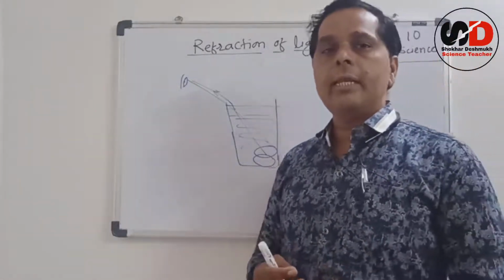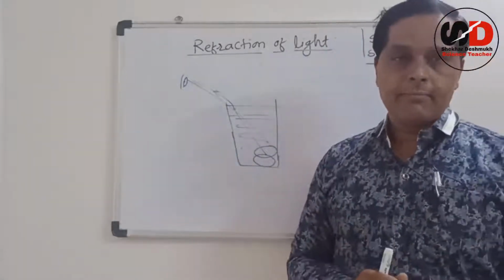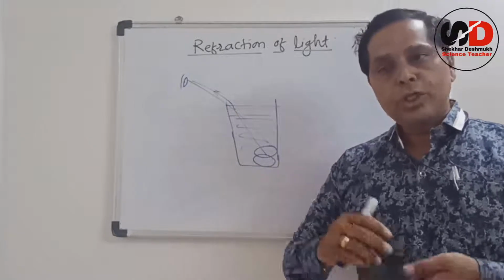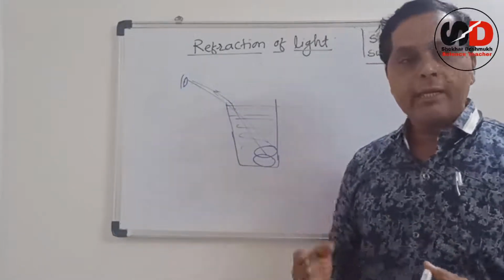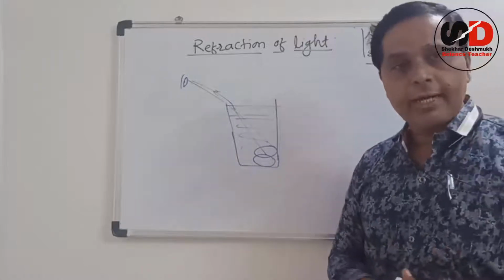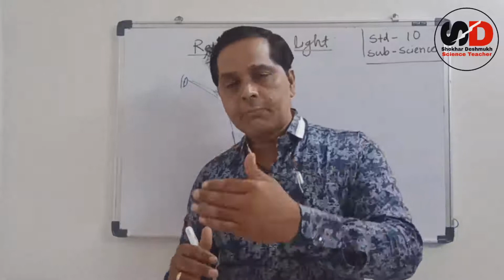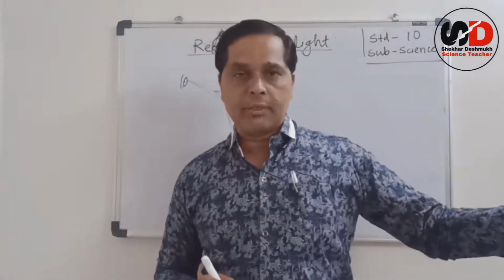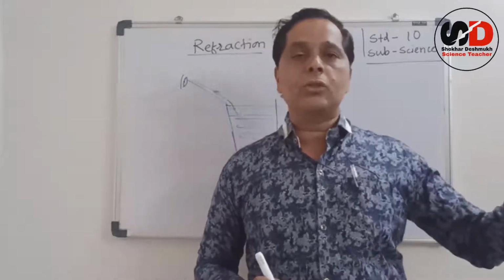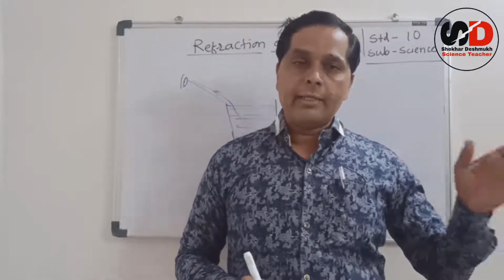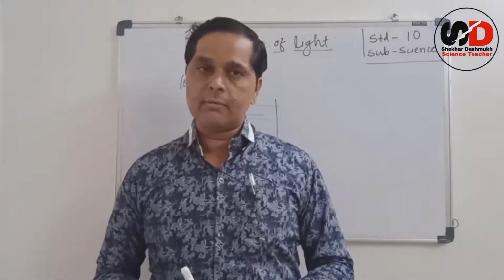So we can easily find out the bending of light by using a glass slab. This bending of light is nothing but refraction of light. So we can define it. What is refraction of light? Whenever light travels from one transparent medium to another transparent medium, it changes its direction of propagation, and this is called refraction of light.